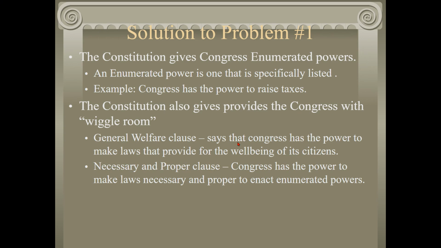There's no law in the Constitution that says Congress has the power to regulate the distribution of medication, but that is something that people need for their well-being, and so Congress has the power to regulate that. The other one is this necessary and proper clause.